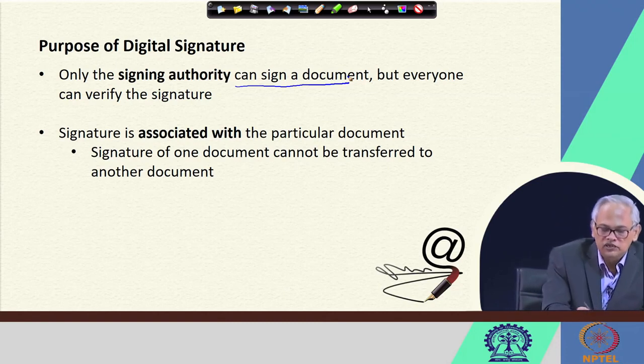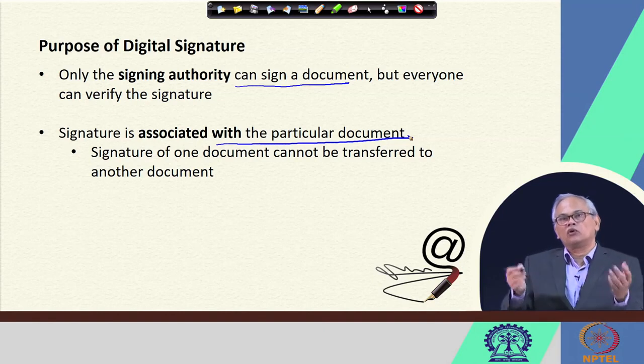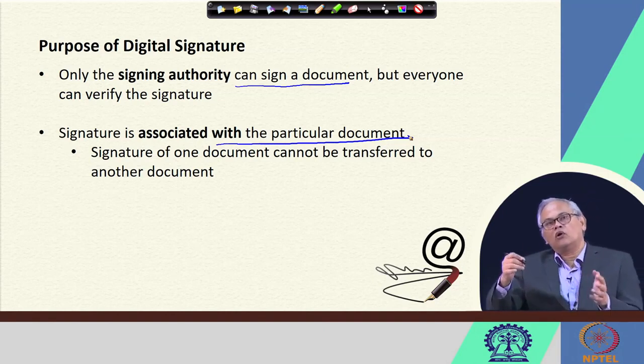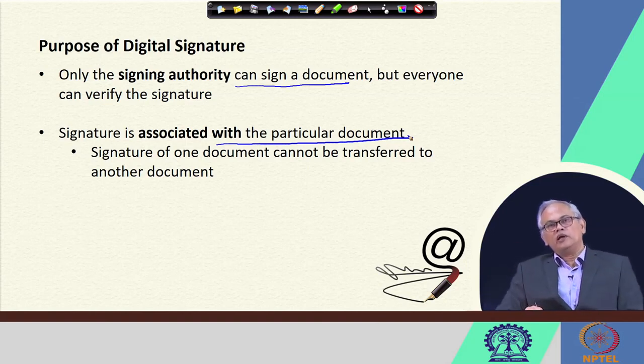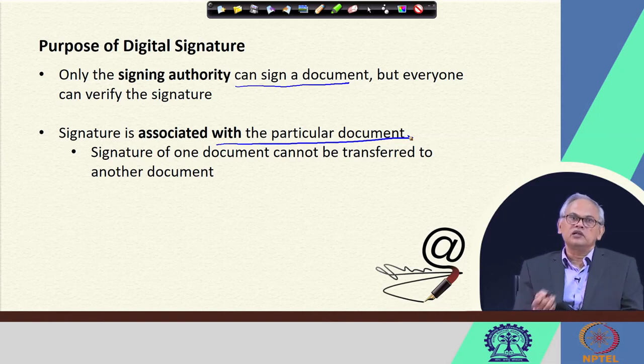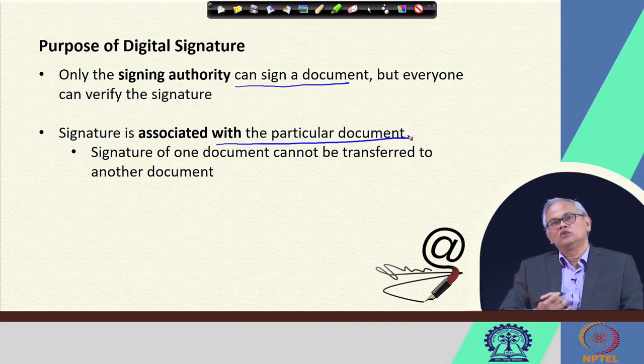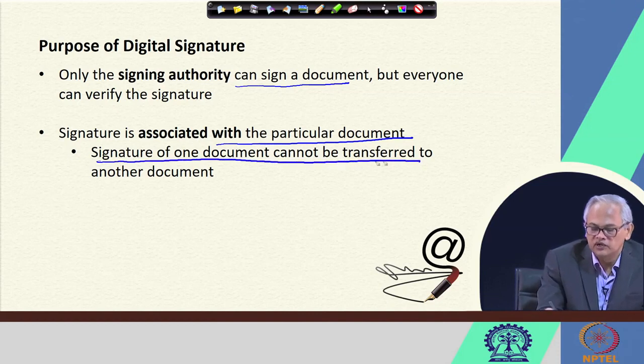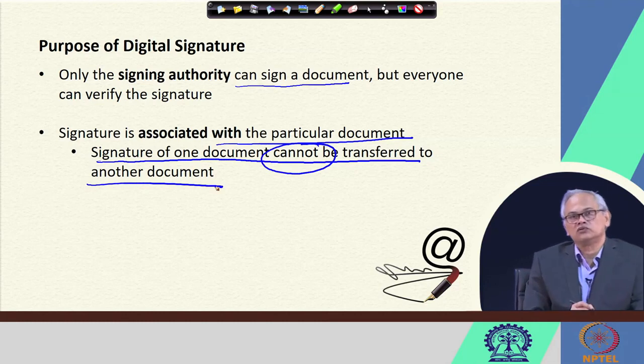It is also associated with the particular document. It is not for any document. If I have signed check number 1, that does not mean all checks can now replicate my signature and become valid. That is not possible. Similarly for digital signatures, which are equivalent to our physical signatures, the signature of one document cannot be transferred to another document. This is also very important.